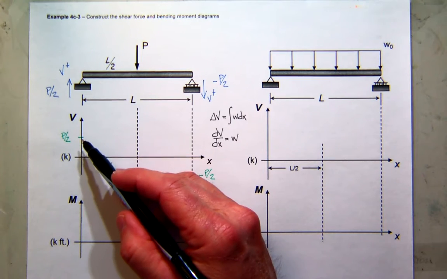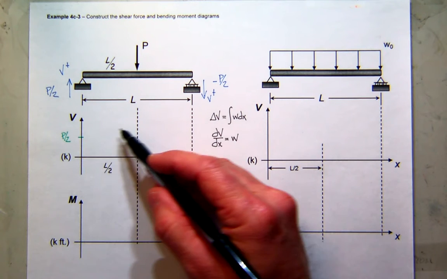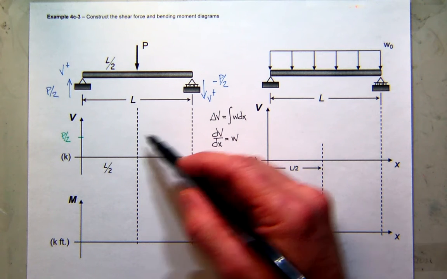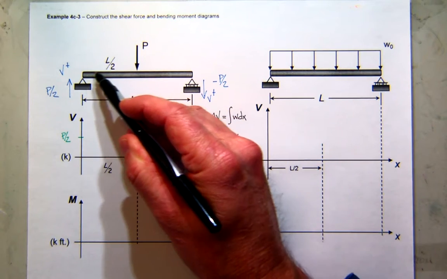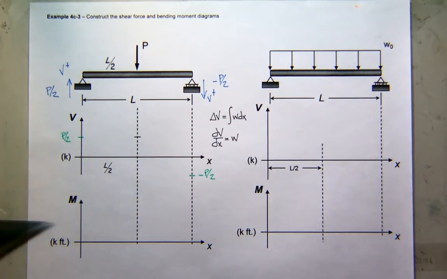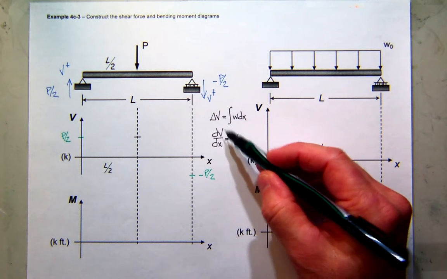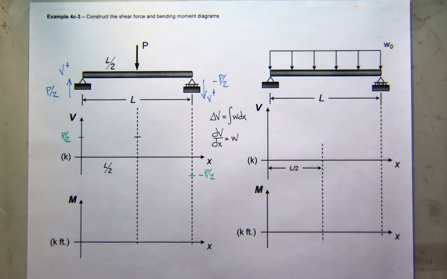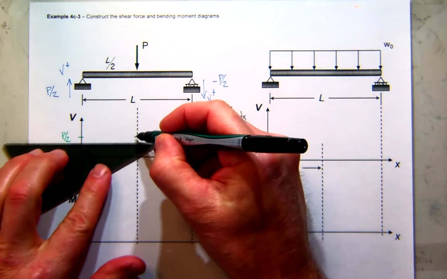Okay? So let's figure out the change in shear between 0 and just before I get to L over 2. Well, it says it's the area of the load diagram. What's the area of the load diagram through here? 0. So I got no change. And what's the shape of the curve here? Well, according to this, the slope of the shear diagram is the load. And what's the value of the load between 0 and L over 2? 0. And 0 slope is a horizontal line.